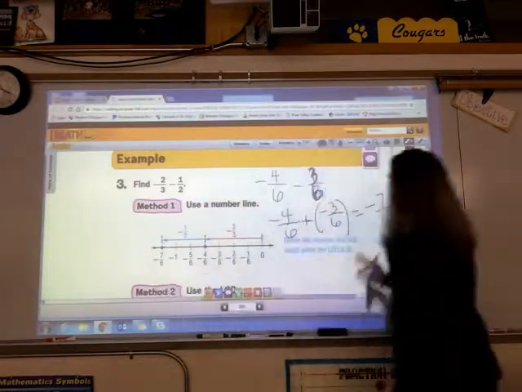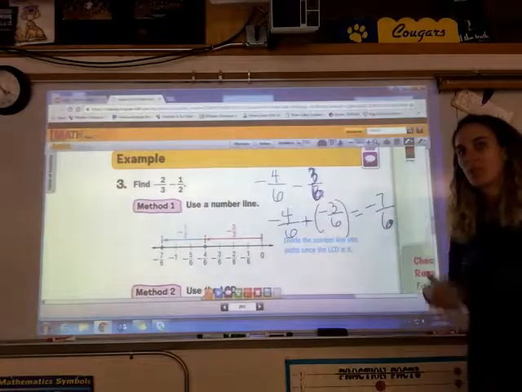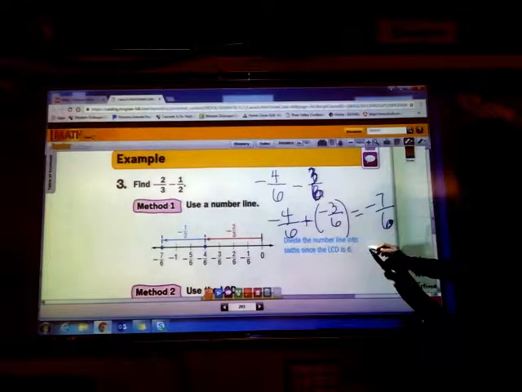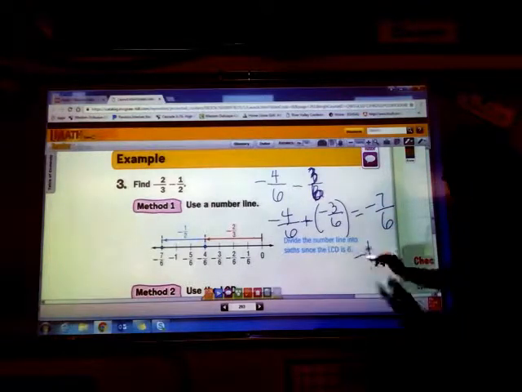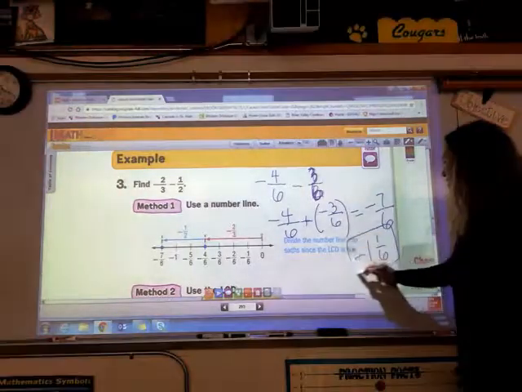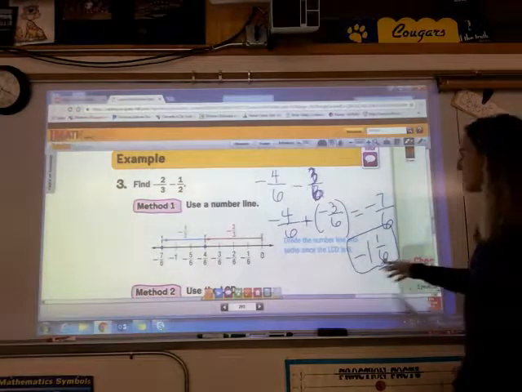So I have negative 4 plus negative 3, which is going to give you negative 7/6, and you can see that right there. Now this would not be in simplest form. We want to make sure that we divide that out. 7 divided by 6, 6 goes into 7 once. 7 minus 6 is 1, and then 6. So your answer to that one should be -1 1/6.